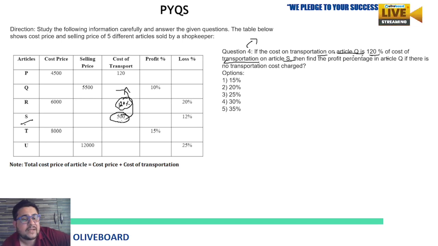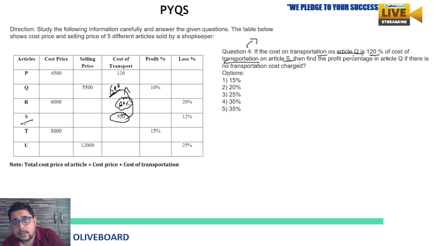So 20% of 500 is going to be how much? You will say that is 100, because 10% of 500 is 50. Just double that. So 100. So 500 plus 100, it is going to be 600. Clear? Now what are they asking actually?